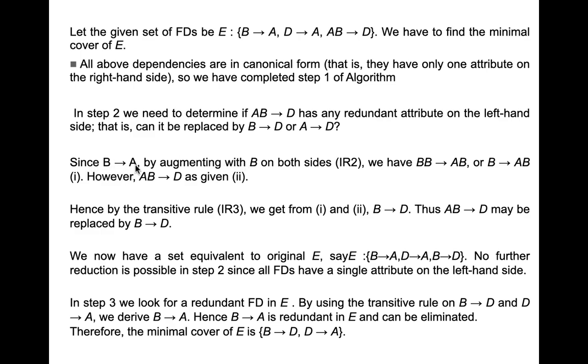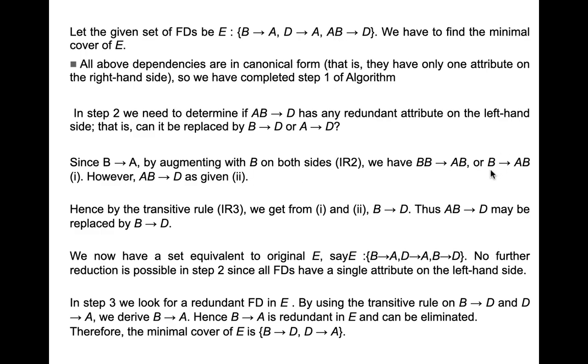Since B gives A, by augmenting B on both sides, we get BB gives AB, which is equivalent to writing B gives AB. Okay, B gives AB we can get by augmenting B on both sides. However, what we are dealing with is AB gives D.